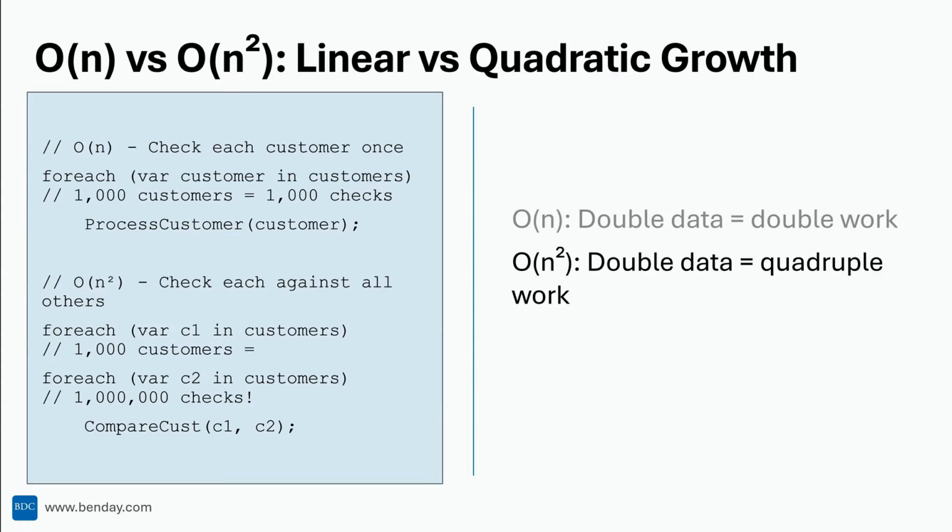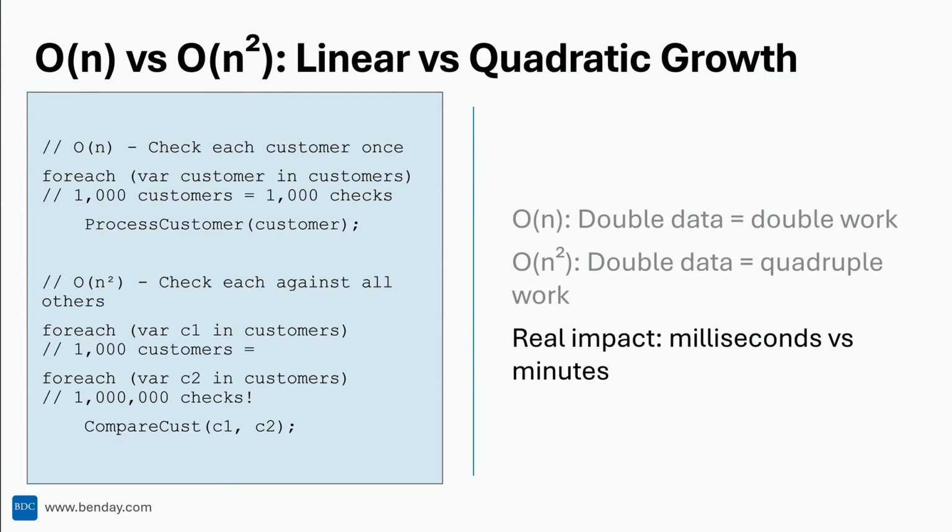With O(n²), doubling from 100 to 200 items means work jumps from 10,000 to 40,000 operations. By the time you hit 1,000 items, you're doing 1,000,000 operations. This is why nested loops over the same collection are dangerous. At 10,000 items, O(n) might take 10 milliseconds while O(n²) takes 10 seconds. At 100,000 items, O(n) takes 100 milliseconds, but O(n²) would take 15 to 20 minutes. This is the difference between a responsive app and one that times out.